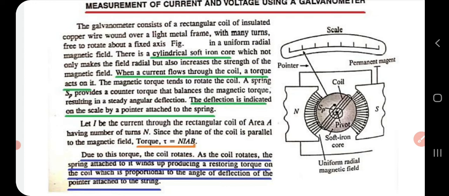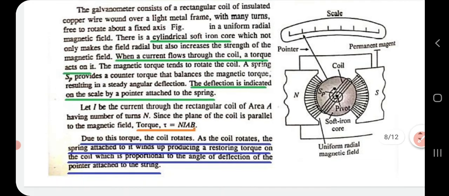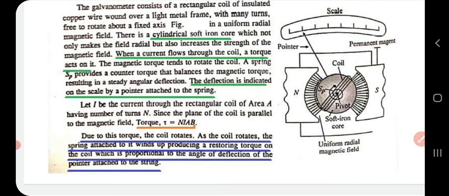When current flows through the coil, a torque acts on it. The torque produced by this current flow is called magnetic torque. Now this magnetic torque will rotate the coil. There is a spring there, and it will provide a counter torque. That is, it will oppose the magnetic torque, and it balances the magnetic torque, thereby producing a steady deflection. This deflection will be indicated on a scale by a pointer which is attached to a spring.